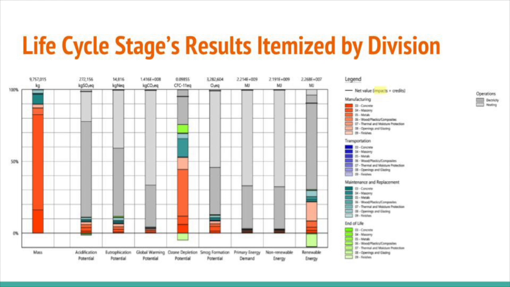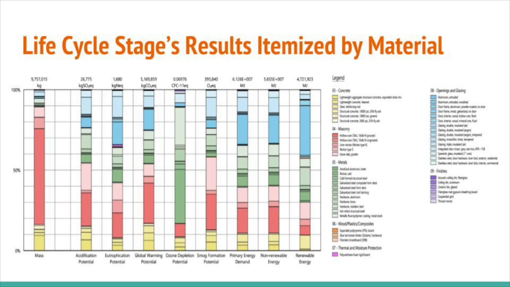Slide 14 breaks down these results by division. All the shades of red shown in this graph are represented by manufacturing, while all the shades of gray are represented by operations. Once again, we see the impact category of mass being largely affected by manufacturing. And you see categories like global warming potential, primary energy demand, and non-renewable energy being primarily dominated by operations.